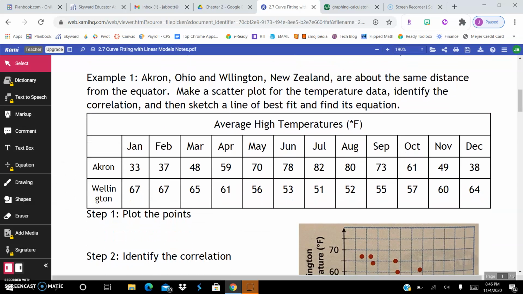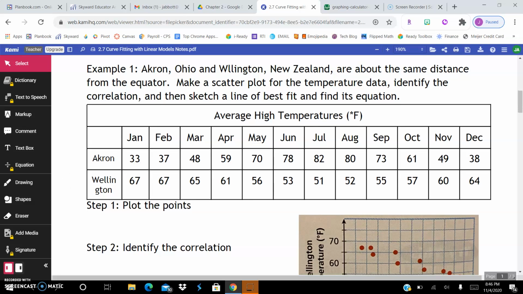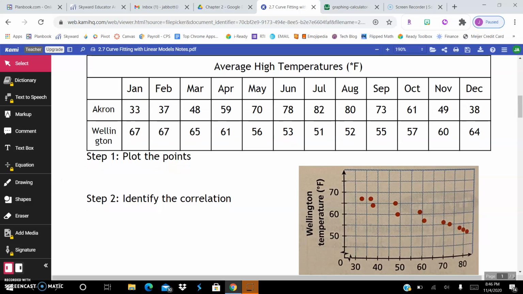So example 1 says Akron, Ohio and Wellington, New Zealand are about the same distance from the equator. Make a scatter plot for the temperature data, identify the correlation, and then sketch a line of best fit and find its equation. So they give us the average temperatures for each month in both cities. And step 1 would be to plot those. When you plot those, the first thing listed is your x and the second thing listed is your y.